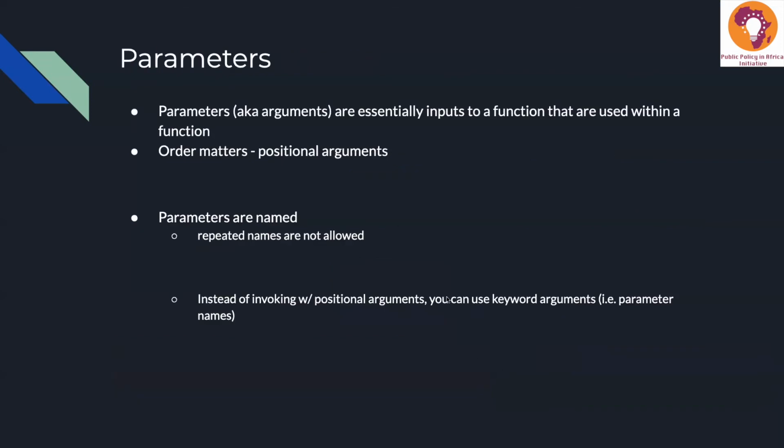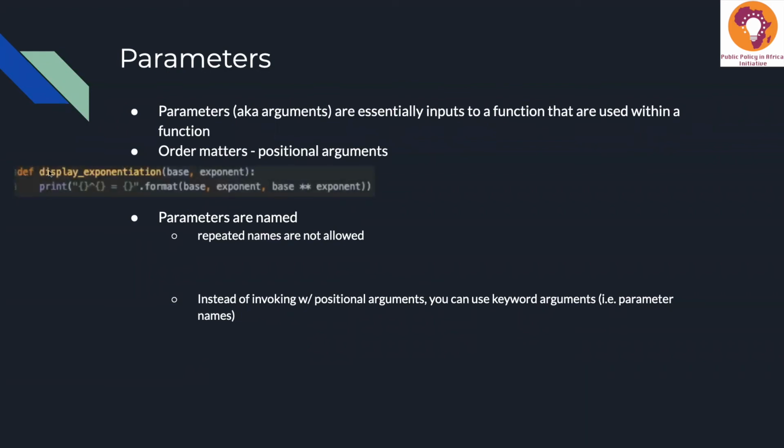Great. So parameters or arguments. I'm going to keep repeating that because you'll hear it referred to in both ways. Sometimes people will call them parameters, sometimes people will call them arguments. I try to call them parameters myself, but you'll hear it both ways. Just know they're synonymous when you're saying parameters to a function or arguments to a function, same thing. They're essentially inputs to a function that are used within the function. So order matters for positional arguments.